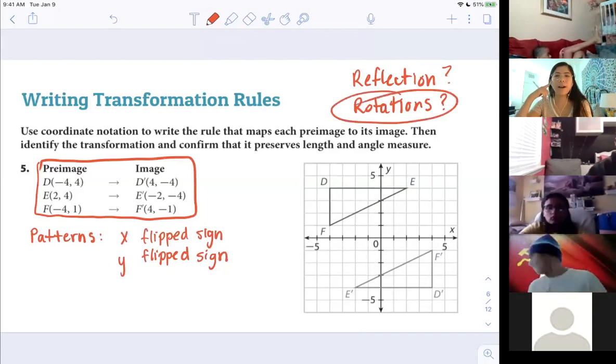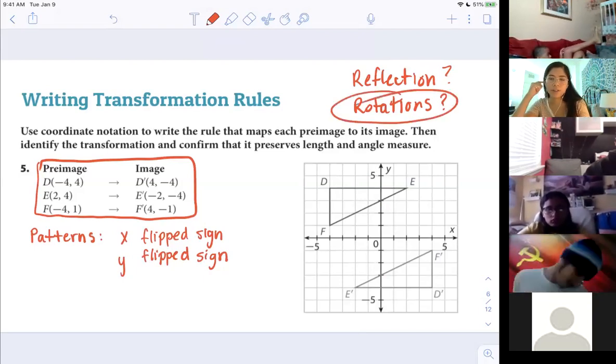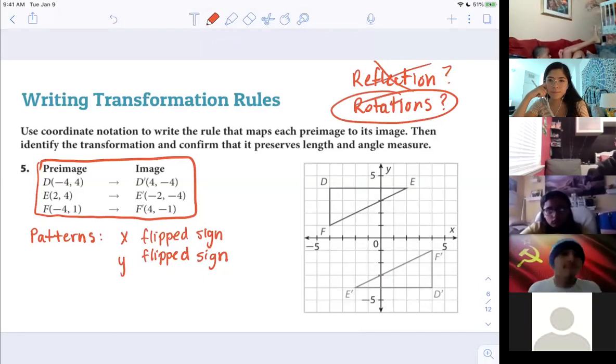So can somebody tell me why they think it's a rotation and not a reflection? Because reflection only reflects the x and the y stays the same. So that was one thing you notice about it.